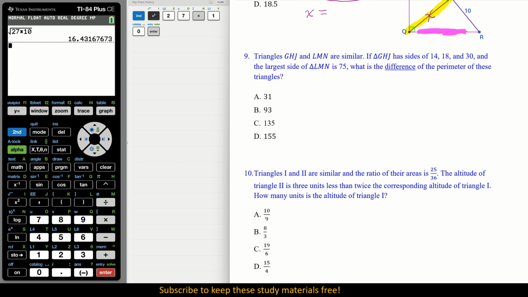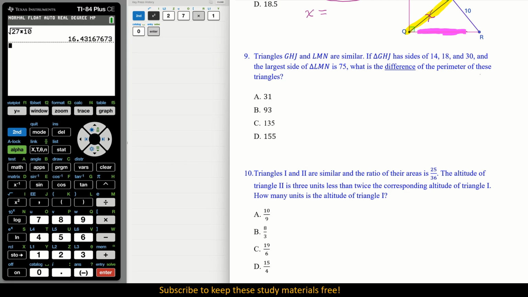Triangles GHJ and LMN are similar. If triangle GHJ has sides of 14, 18, and 30, and the largest side of triangle LMN is 75, what is the difference between the perimeter of these? Believe it or not, we have plenty of information here to get what we need.